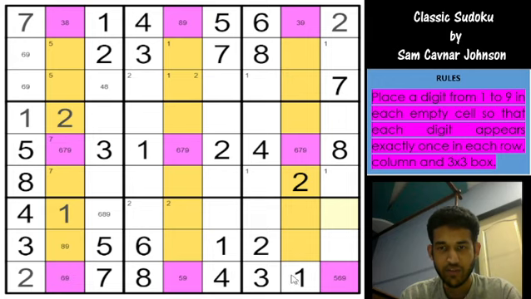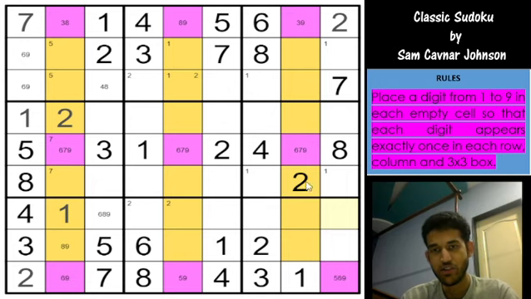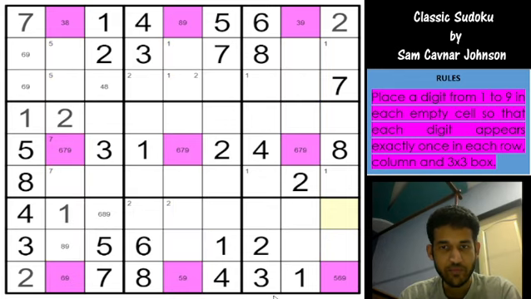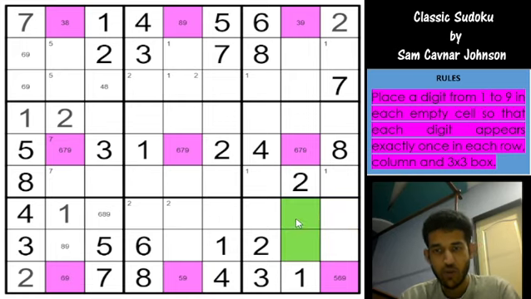But in this case, the swordfish cell is actually displaced by one cell. So it's not a swordfish, but this is called a finned swordfish. So in this case, I can still eliminate the possibilities of 9. However, the eliminations are limited only to the cells which share the same unit as this fin. So only these cells can be eliminated.